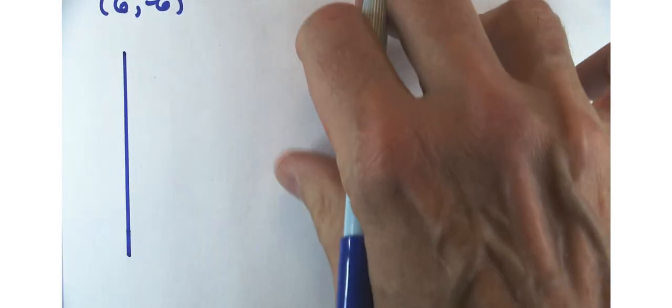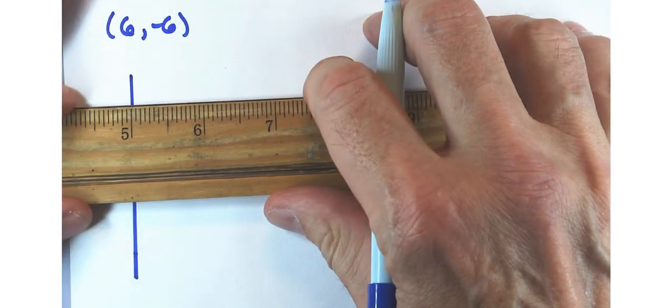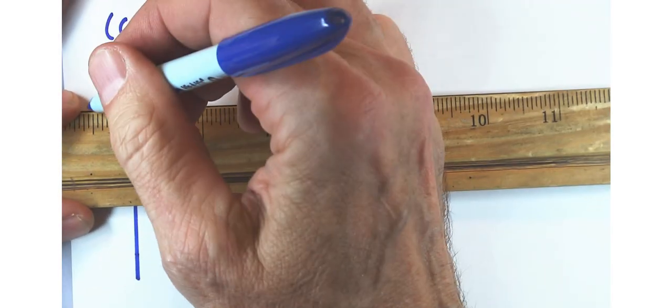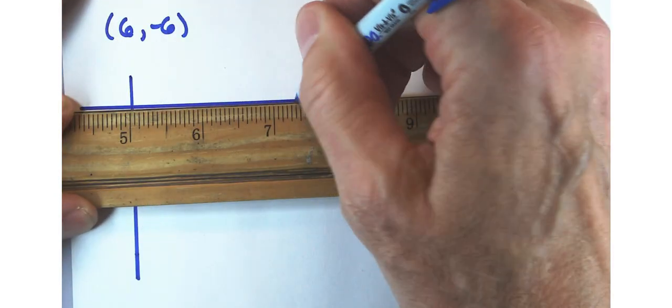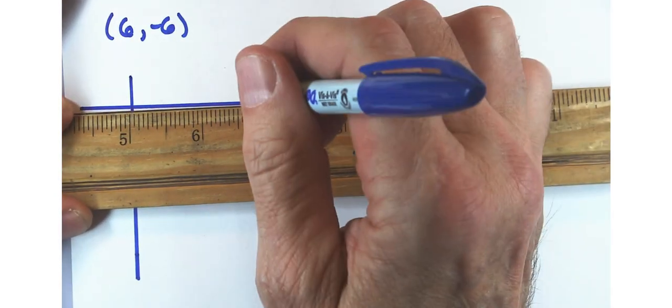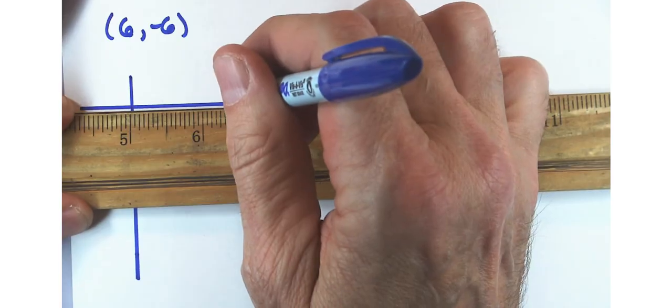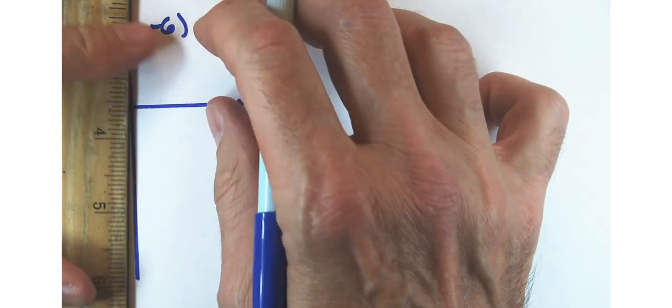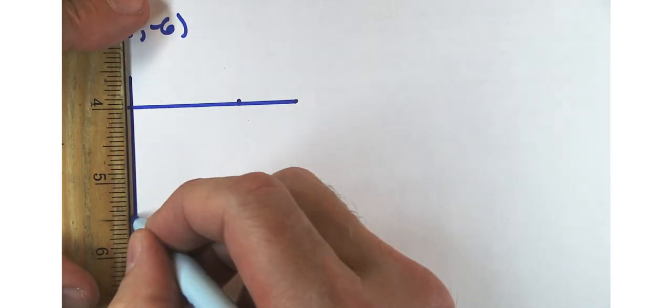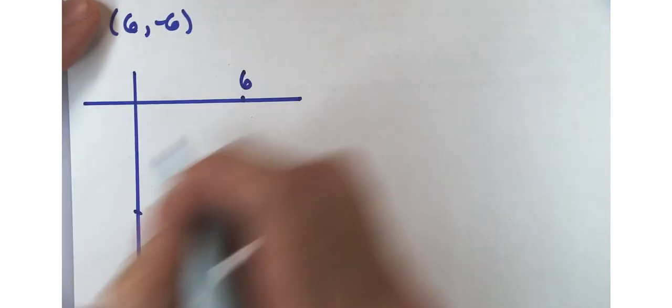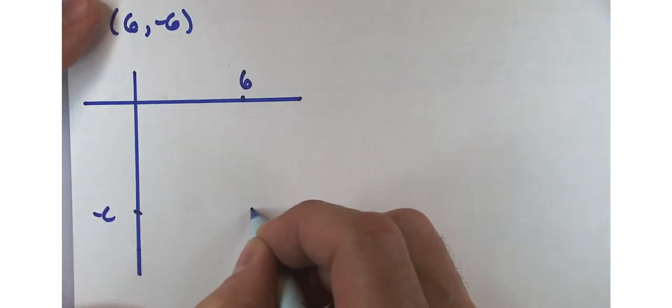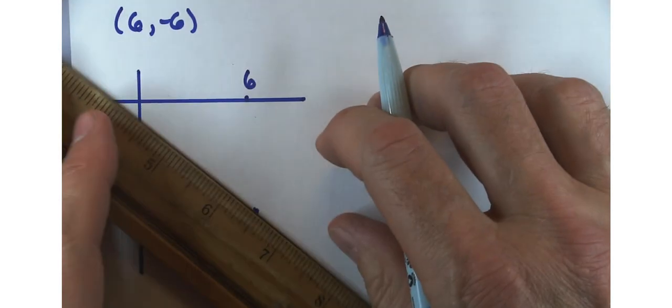That's going to be in the 4th quadrant. So let's just give myself points here and here. So that's going to be 6. That's going to be -6. Here's our point. There's two things we need to determine.